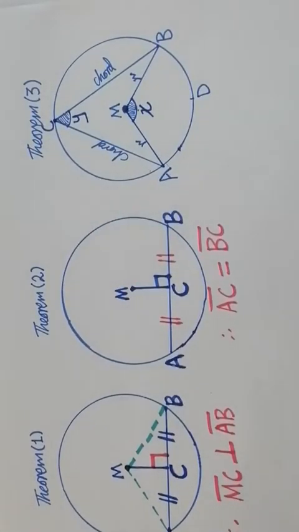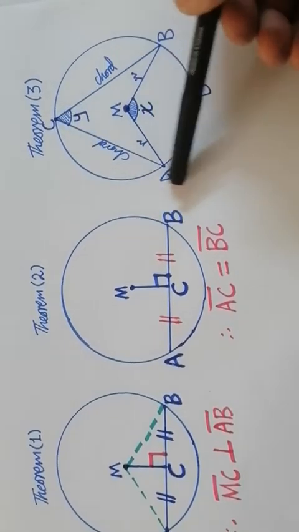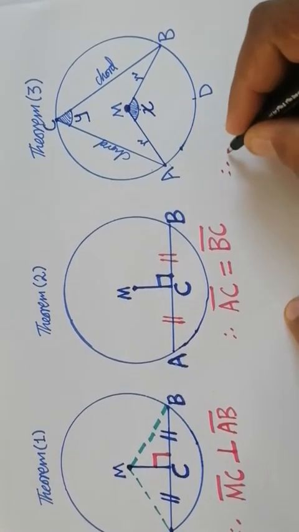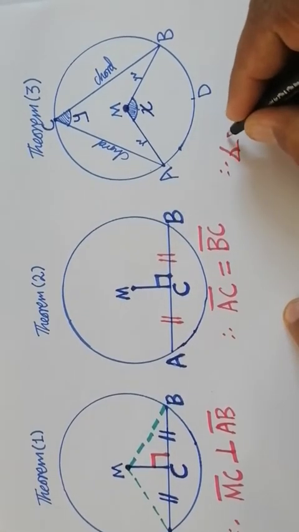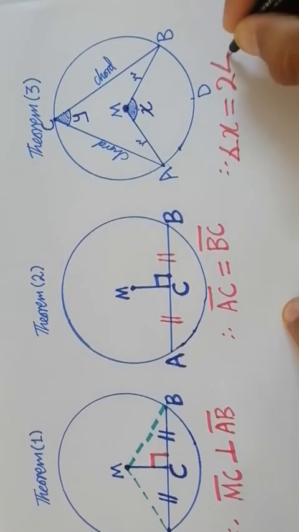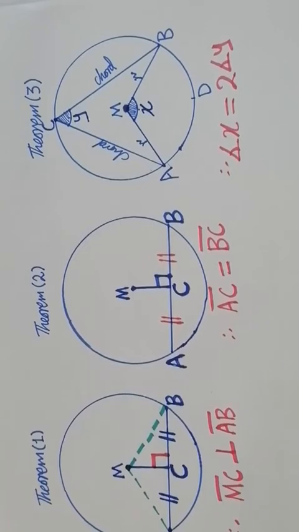Since the central angle and the circumference angle are both sharing the same arc, we will find that the central angle, which is angle X, is double the circumference angle because they are subtended by the same arc. Okay, this is theorems 1, 2, and 3. Let us go to theorem 4.